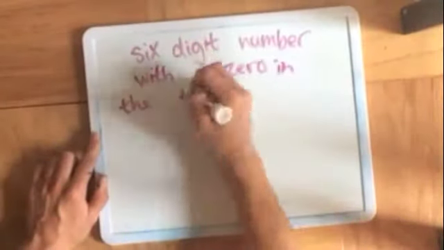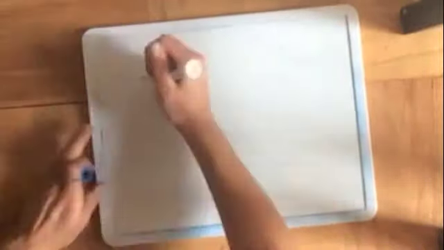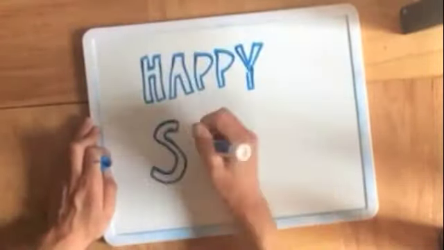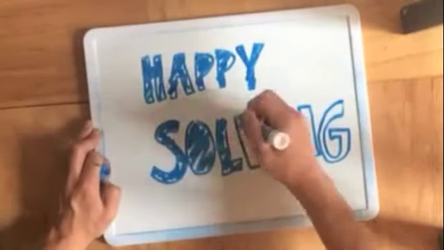If I'm trying to make a 6-digit number with a 0 in the 10,000s place, I have to consider putting a 0 there first, and then figuring out what is the largest digit I could use to fit in all those other zeros or empty spaces. Happy solving!